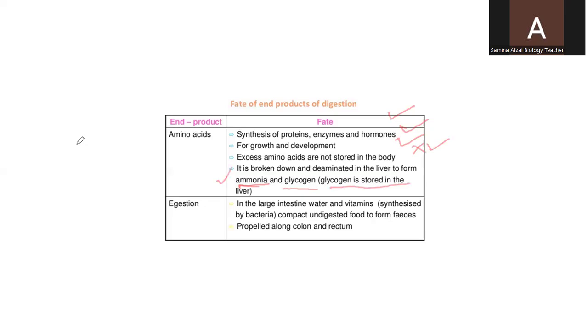But there are some nutrients which are not digested in the body, so they are removed out of the body by a process which is called egestion. Egestion is a process by which undigested food is thrown out of the body. That is undigested material, not digested material. It is undigested material which is removed out of the body by a process that is called egestion.